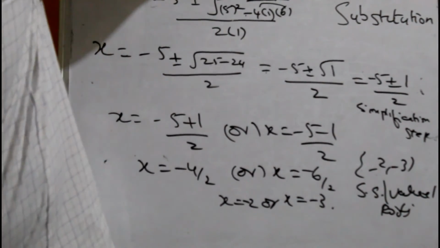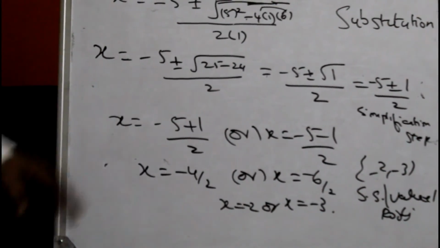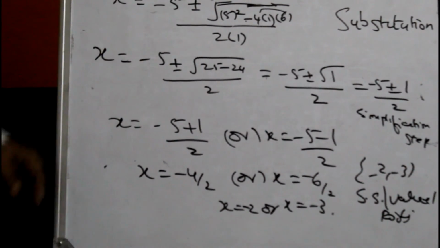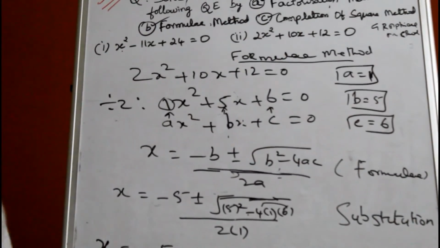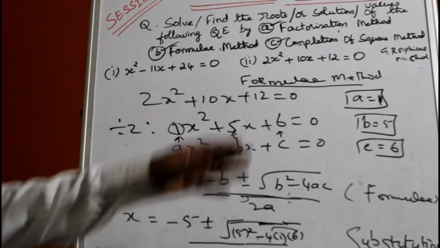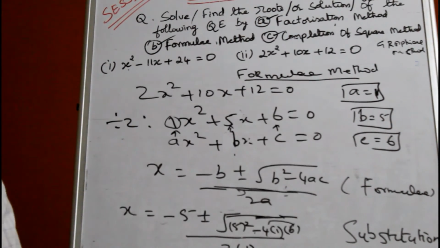And finally we go to the completion of square method, which is slightly harder. That is to be done only if they ask. And remember, there's one more method called the graphical method. You can use a graph sheet and do it also, which you are not doing now. So the same sum we will do in the completion of square method.